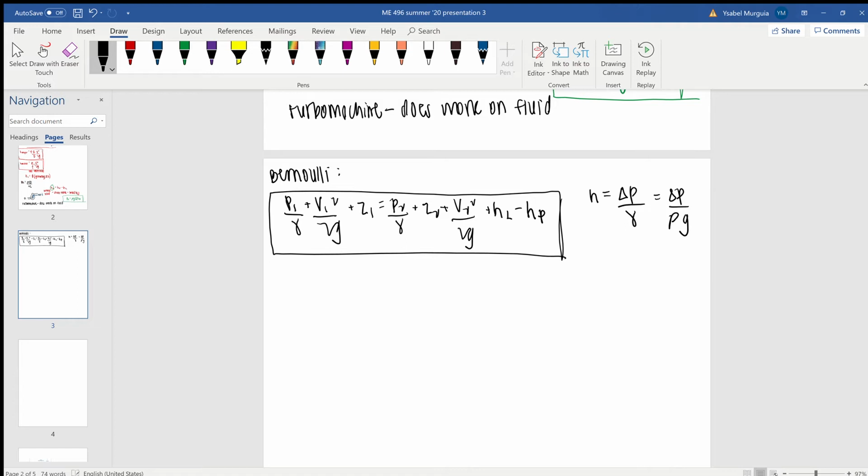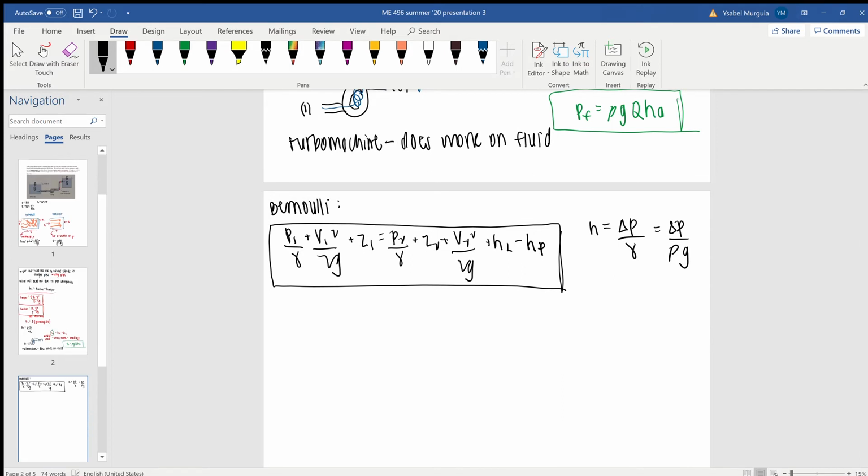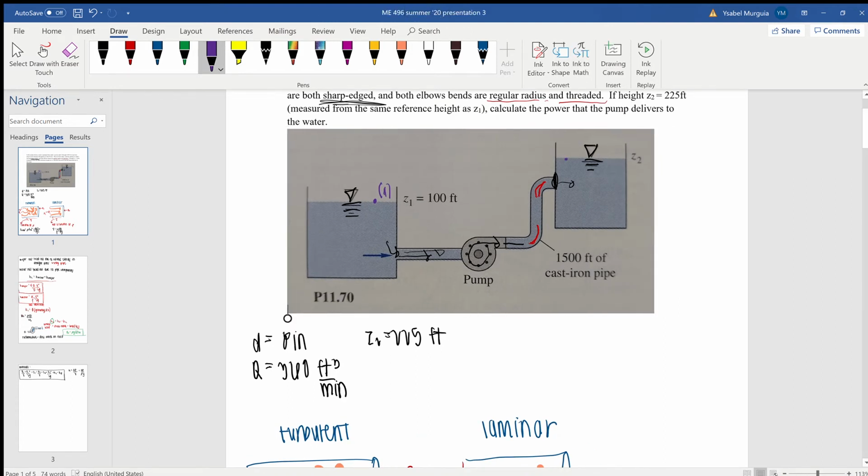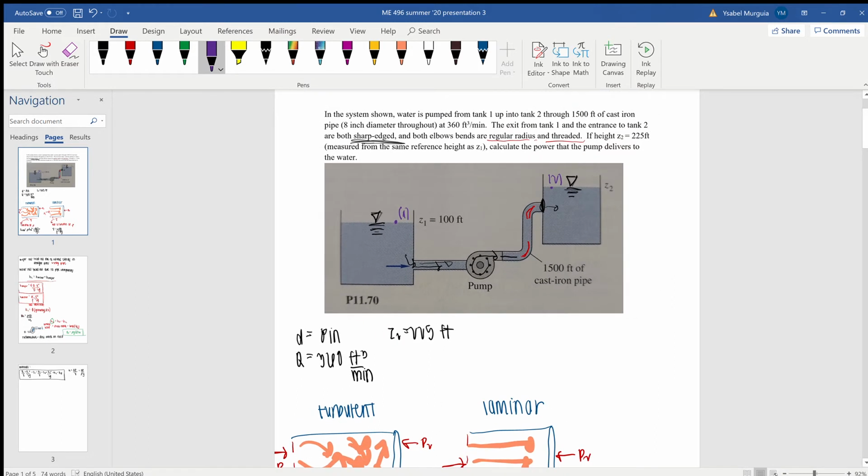Okay, so that's enough of the equation defining talk. Going back to this problem, we do have these two pumps. I'm going to define point 1 and point 2 for use later on in Bernoulli's equation. Point 1 is right here on the surface. Being open to the free surface, the pressure is 0 at that point. And for this side also, the pressure is going to be 0 because we are open to the atmosphere.